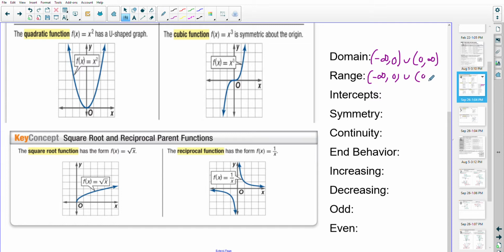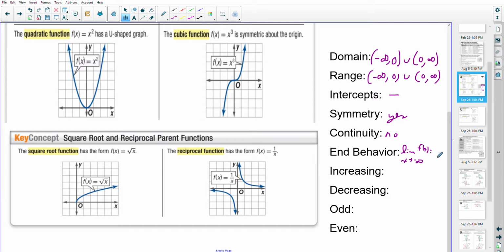And the intercepts, there are no intercepts. Symmetry: is it symmetric about the x-axis or the y-axis? That answer is no, but about the origin, yes, it is. Continuity: there is a discontinuity. So does it have complete continuity? The answer is no.